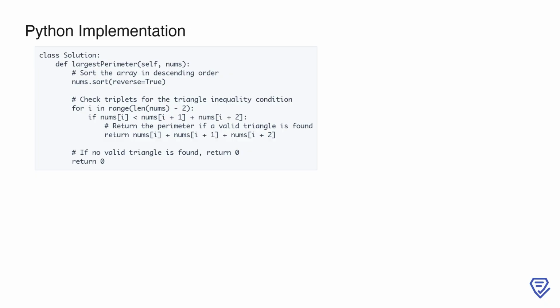Edge cases. If the array has fewer than 3 elements, no triangle can be formed, and the function correctly returns 0. Arrays with all elements being the same, e.g. 1, 1, 1, are handled correctly, as long as they satisfy the triangle inequality condition. Arrays with a mixture of large and small numbers are sorted to ensure proper evaluation of the largest possible perimeter. This implementation is concise, efficient, and handles all edge cases, making it suitable for production use.